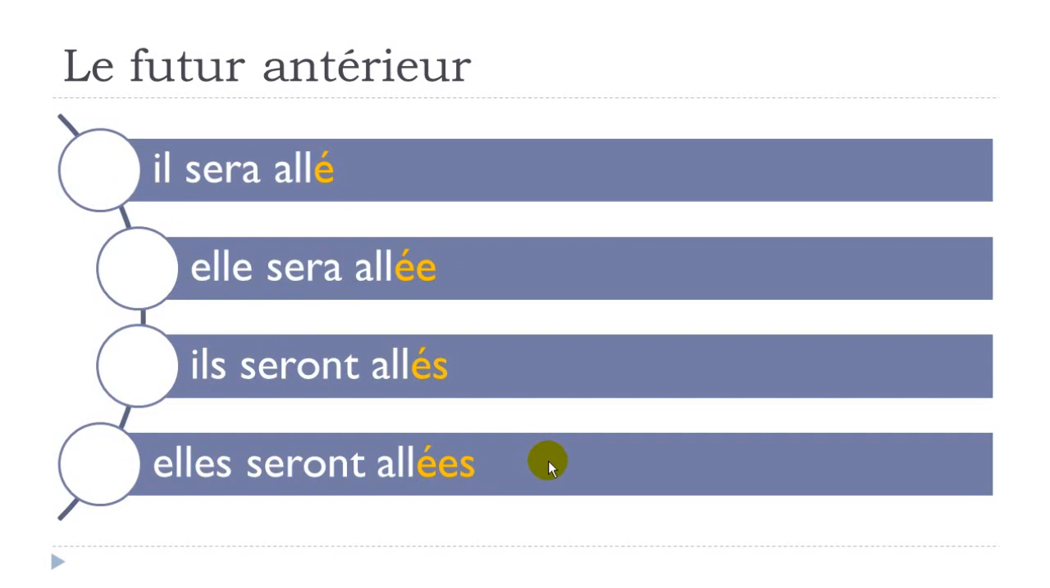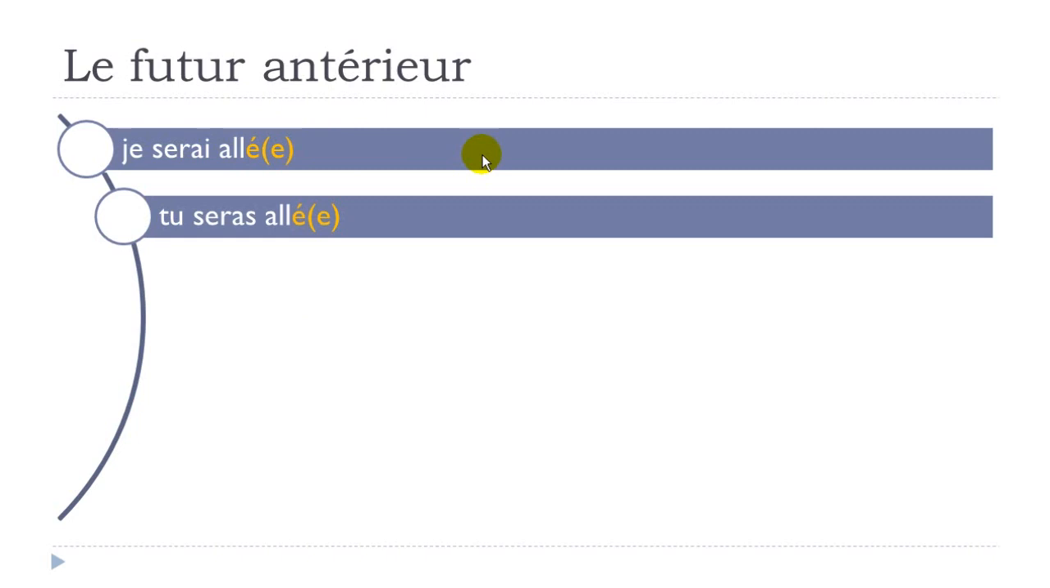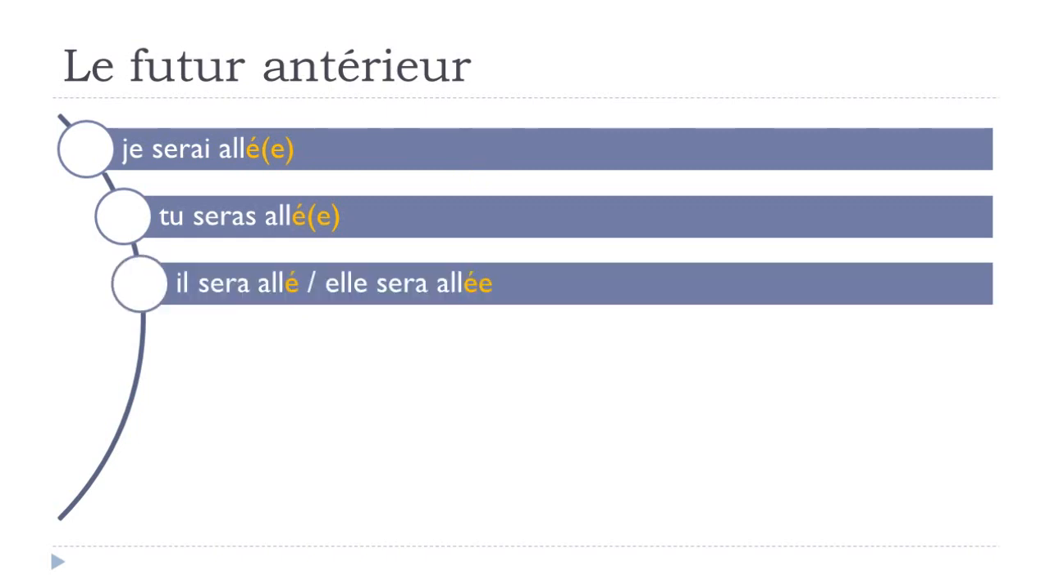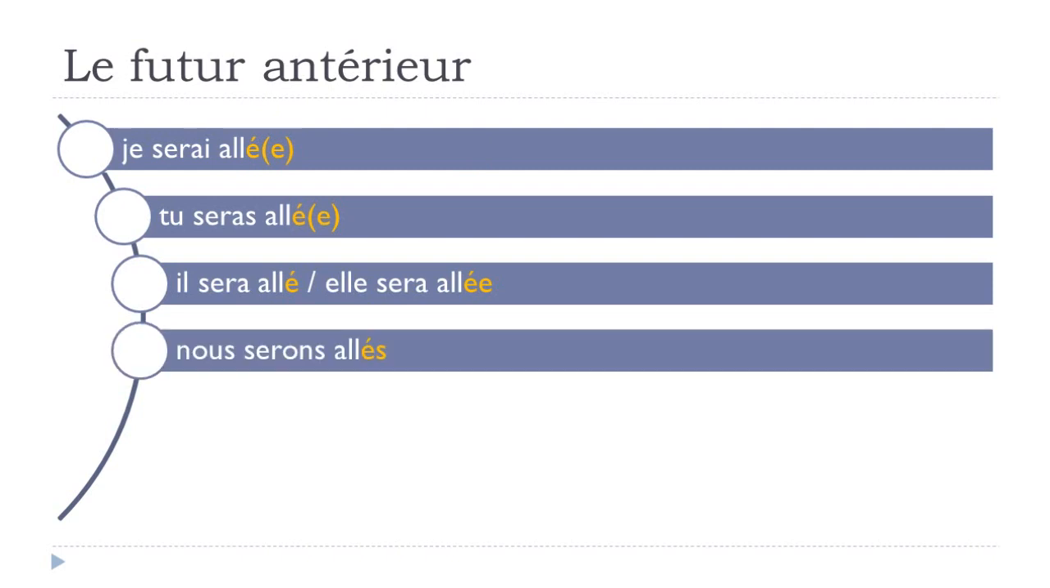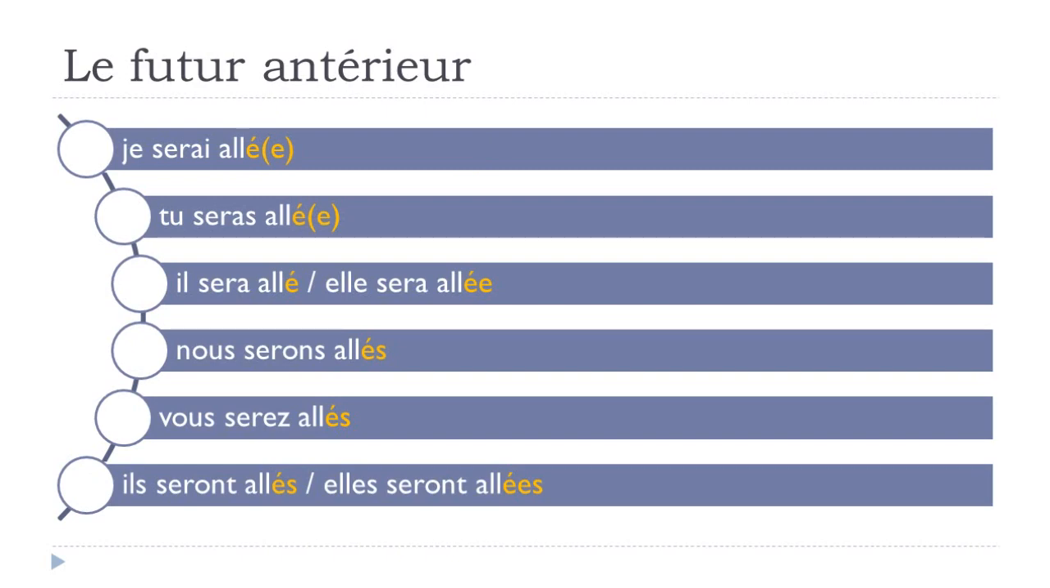All right, so let's see now how it goes for the full thing. So, je serai allé. Okay, so I did put this like that just to make it possible to put the feminine. All right. Tu seras allé. Il sera allé, elle sera allée. Nous serons allés, vous serez allés. Ils seront allés, elles seront allées. Okay, so one more time. Je serai allé, tu seras allé, il sera allé, elle sera allée. Nous serons allés, vous serez allés, ils seront allés, elles seront allées.